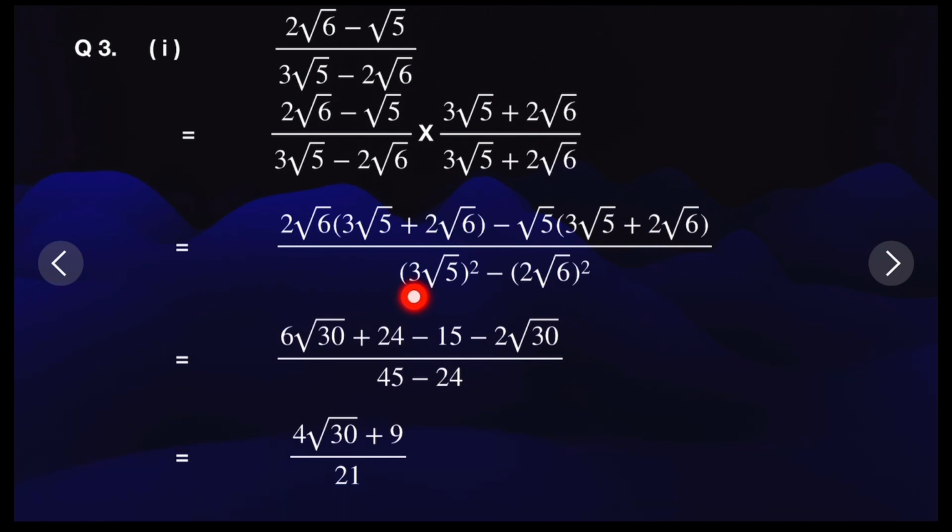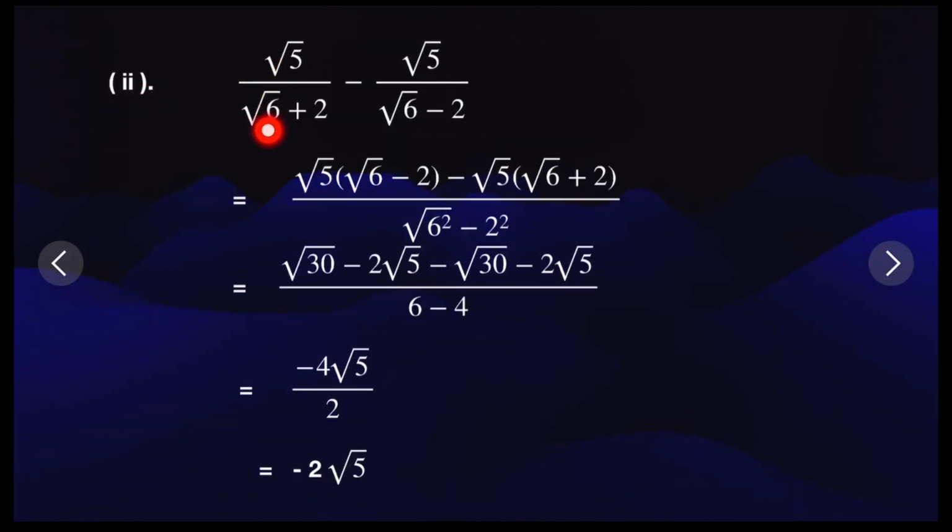So here this will be 3 3s are 9. 9 into 5, 45. 2 2s are 4. 4 into 6, 24. So this is the denominator. Numerator also, open the brackets. You will get these values. So simplify it further, you will get the answer.